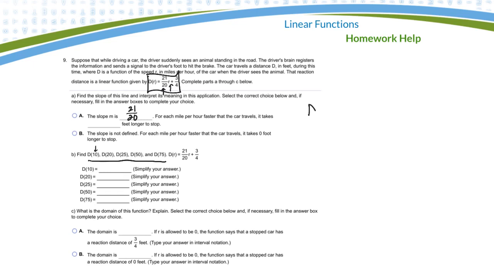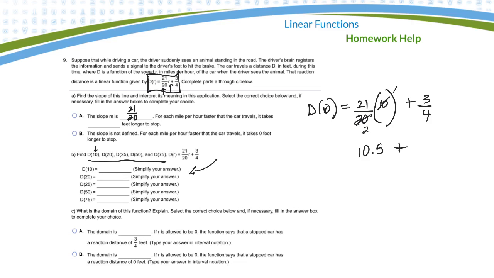So I'll just do the first one. So d of 10 is equal to, so my formula is 21/20 times r, and in this case r is 10, plus 3/4. So 21 over 2 would be 10.5, I think. Is that right? 10 goes into itself once and into here 2. 2 into 21 goes 10.5. Here I'm mixing decimals and fractions. 3/4 is, oh, they want it. It looks like they want it in fractions.